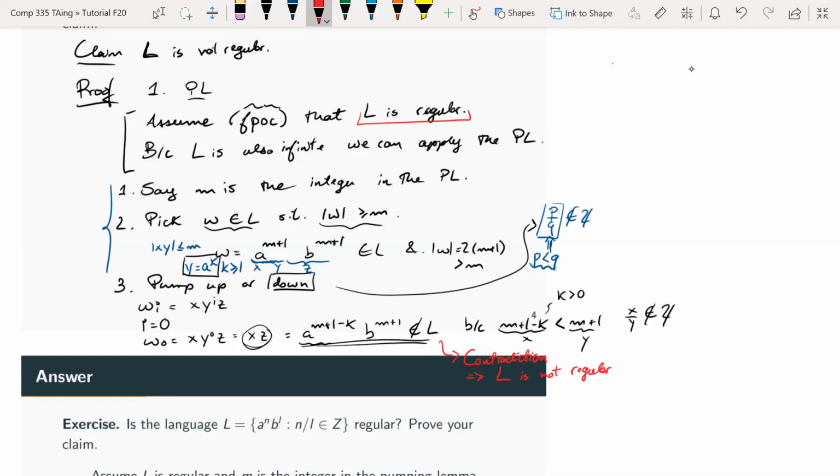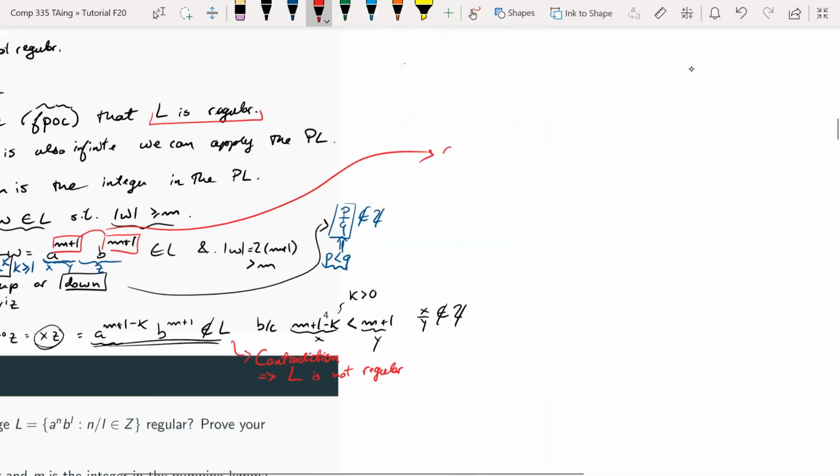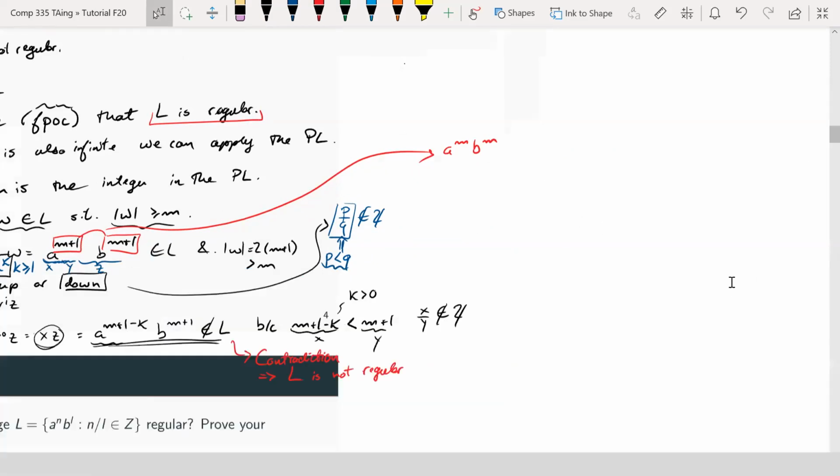Okay, so one last thing. Why did I say that I wanted to pick a to the m plus 1, b to the m plus 1? So why didn't I choose a to the m, b to the m, like I'm sure some of you started with? Well, the reason for that is very, very subtle.